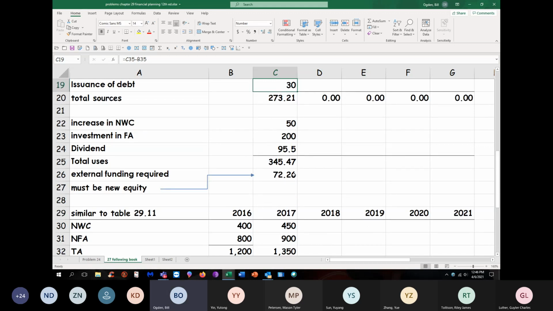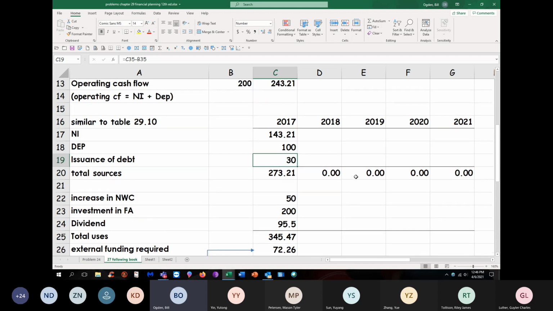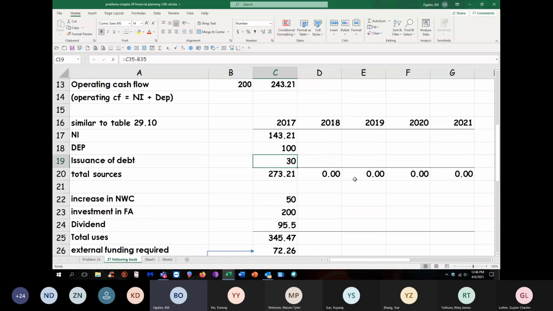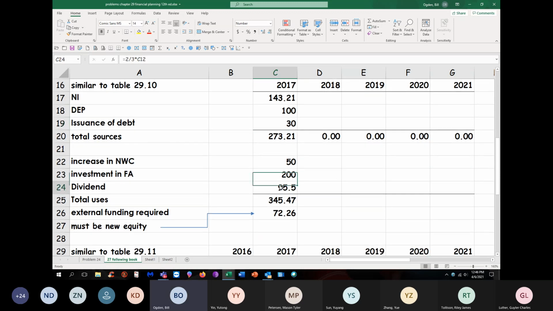I'm still 72.26 short. So not only do I need all the debt that's available, I need to issue new equity at 72.26. So now look what this company is doing. There's a nice pipeline between the company and its investors. And what is flowing? Well, they're paying out $95.50 in a dividend. And they're taking back new equity in 72.26. I think a reasonable question would be, why didn't we just adjust this dividend so that I don't need to issue new equity?